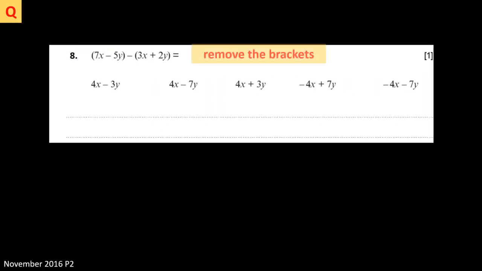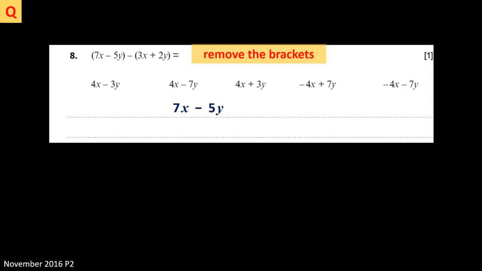Now, number 8. First thing we're going to do is remove the brackets. This is from a recent paper, November 2016. Now we've got that first bracket. There's nothing multiplying it, so we can just write that out. 7x minus 5y. This is the tricky bit here.